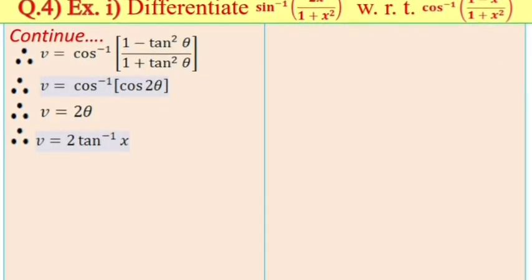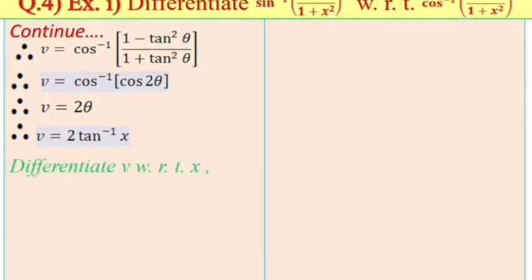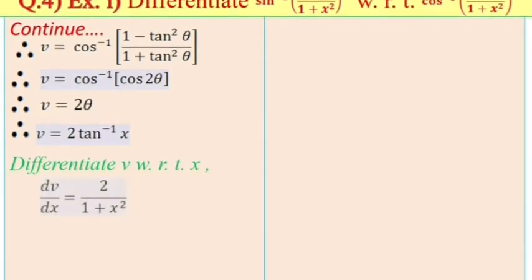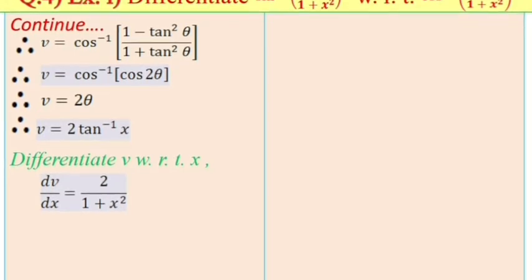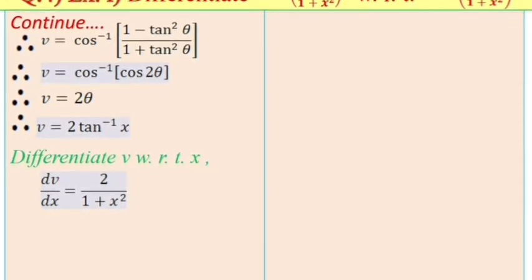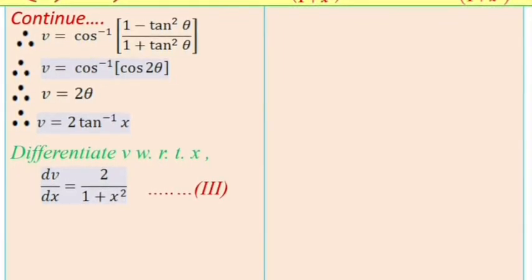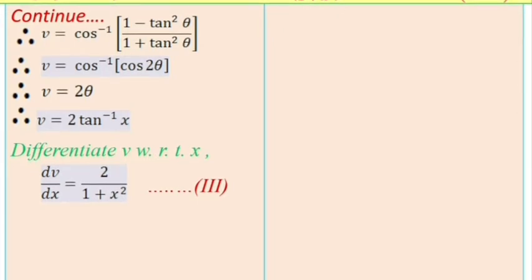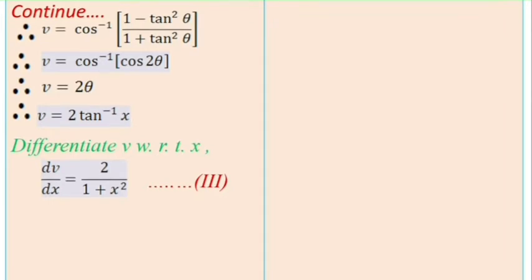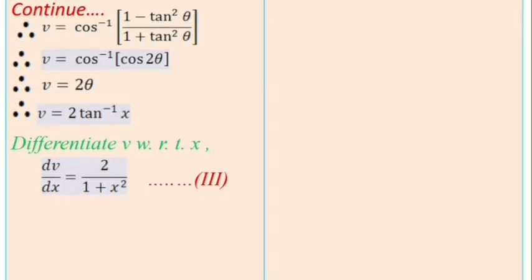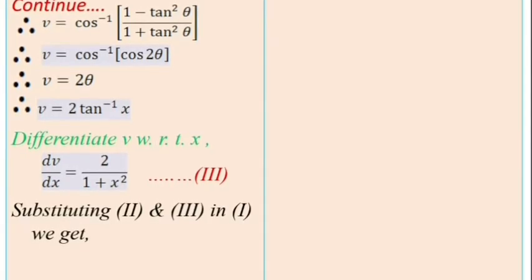Now similarly we take the derivative of v with respect to x. Differentiating v with respect to x, by the same formula for tan inverse of x, which is 1 upon 1 plus x square, we get dv by dx equal to 2 upon 1 plus x square, and that is our equation number 3. That means firstly we find the derivative of u with respect to x, taken as the second equation, and dv by dx, taken as the third equation. Now substitute these values of equations 3 and 2 in equation first.